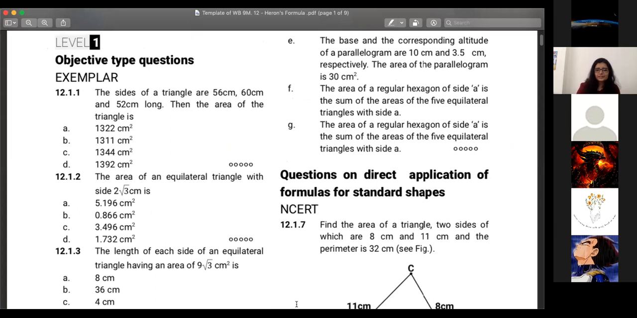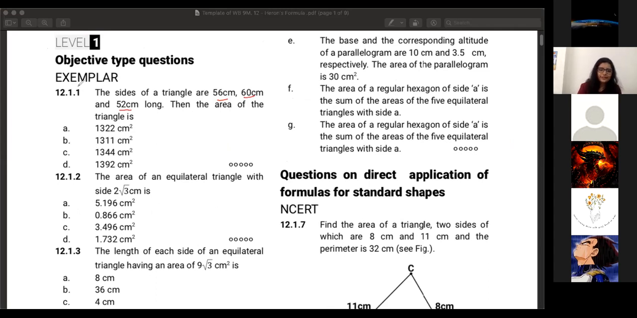Look at the first question. Sides of a triangle are 56, 60, and 52. What is the area of the triangle? So which formula will you use for this?